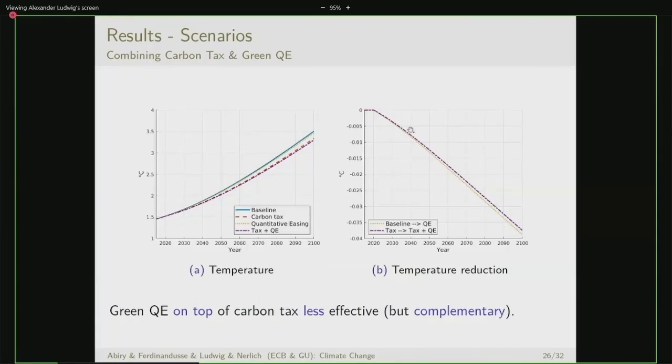And here is the aspect of what I mentioned in the introduction. The whole is less than the sum of its parts. So the combination of having the QE alone and having the QE and the tax, and then we take out the effect of the tax alone, leads to a lower effect. So in other words, QE in isolation is more effective than if the carbon tax is already there.